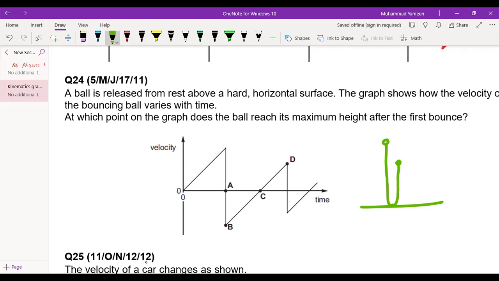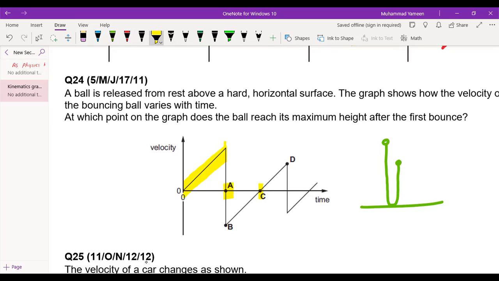So A, C: at A velocity is 0 and at C velocity is 0. But at A, the object is in contact with the surface. The velocity over here increases, the object is going down, down, down. At this point, it hits the surface.